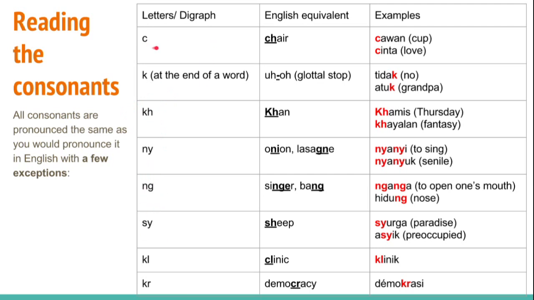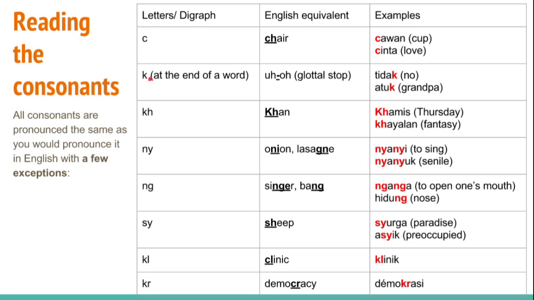The letter C has the sound ch, as in the English word chair. So it's the ch in chair. All right. And you can see the examples in Malay. For instance, this is cawan and this is cinta. Again, the words in the brackets give you the meaning, like I gave you the meaning of these words in these brackets over here, so you can read them up.